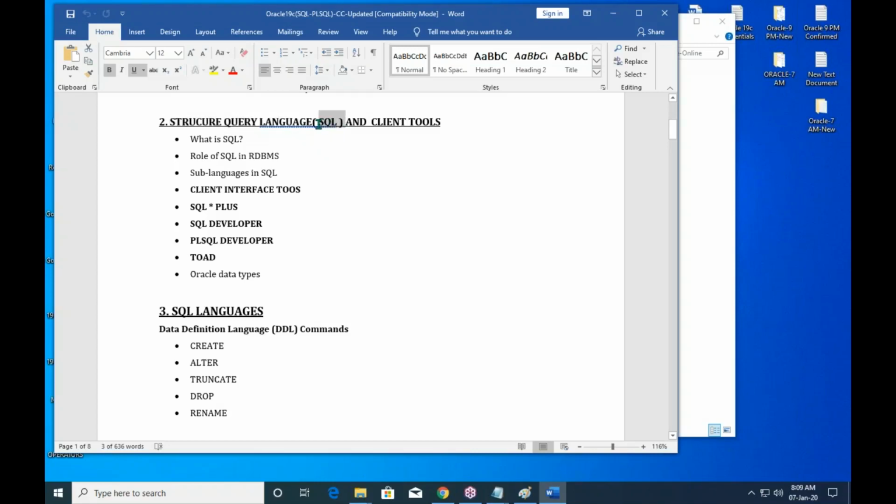Queries we can write by using SQL. Programs we can write by using PLSQL. You should remember that point. Yes, sure, I will send this course content to all the people. Don't worry. Okay, this is about SQL interfaces.